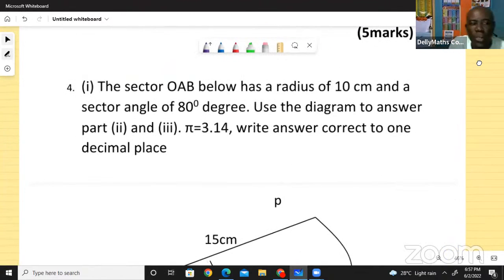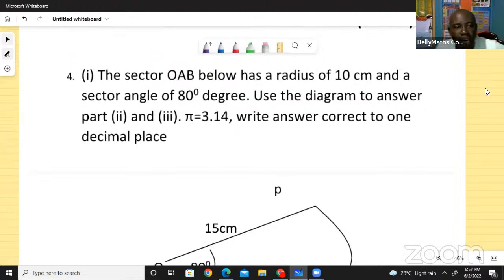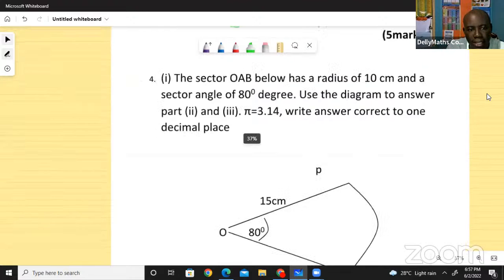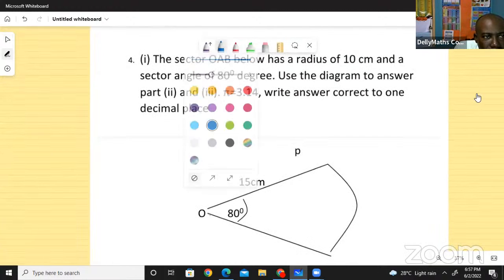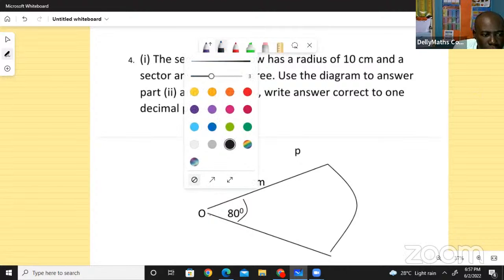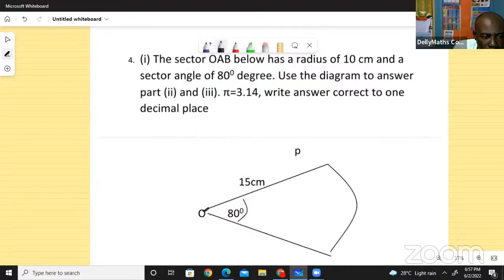All right, let's go. Question 4. Question 4 says the sector OAB below. Let me minimize so you could see that, and let me fix it. It looks a little ugly, so let me fix this sector for us. All right, just a little like that. This is P and there's a Q there.